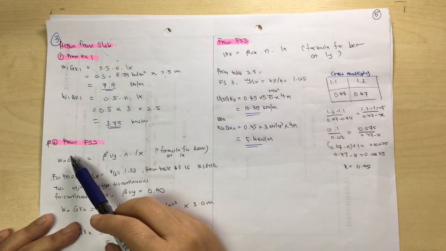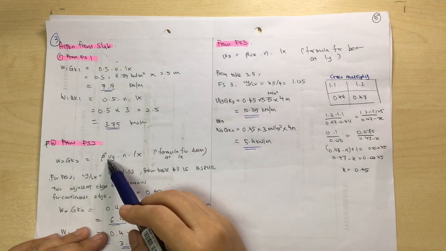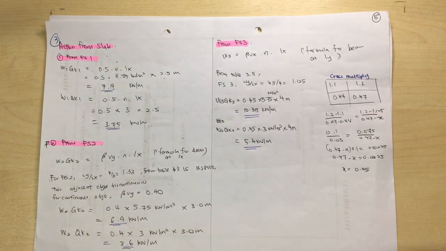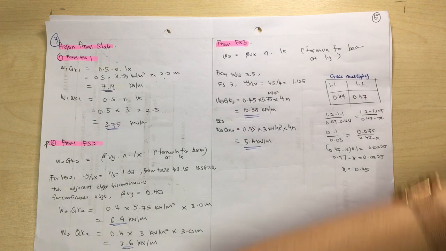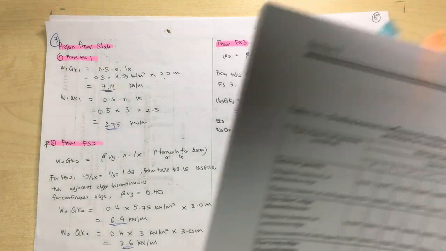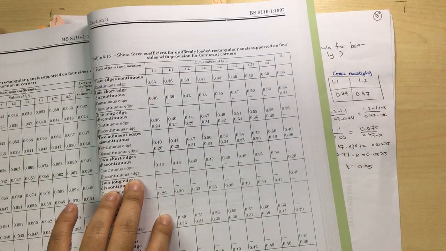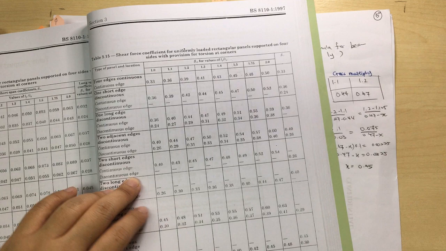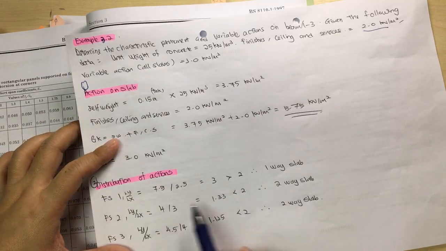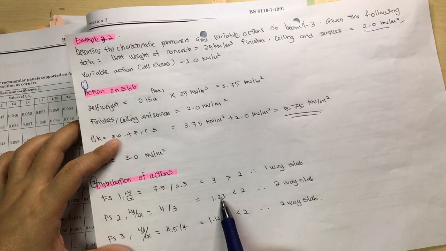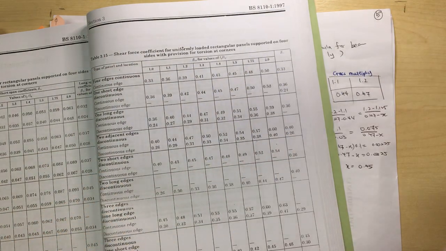Okay, and then for FS2, now we need to get the beta VVy. So how can we get it? Okay, we need to use Table 3.5. So just now when we calculated the value of FX2, we got 1.33.